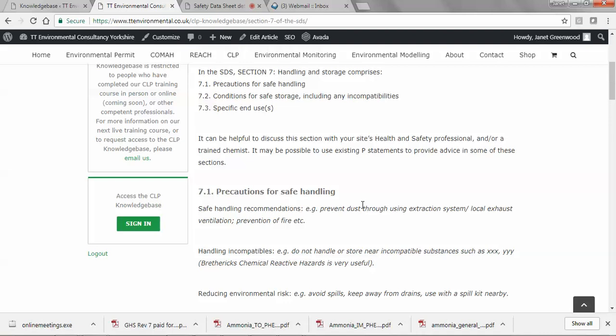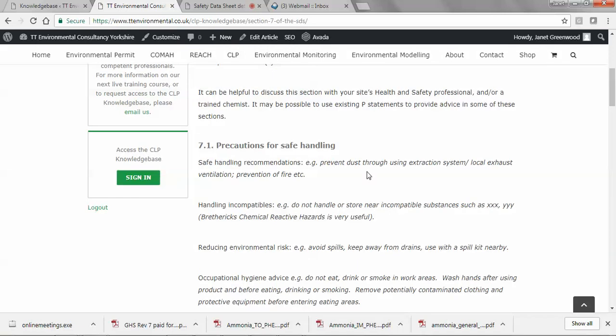Of course, you always have to remember that what's safe handling in your industrial site may be over the top if you're doing very small packs for professional use. Safe handling recommendations. Prevent dust through local extraction system. Fire prevention information. Again, some of the P statements may be helpful here. Do not handle or store near incompatible substances.